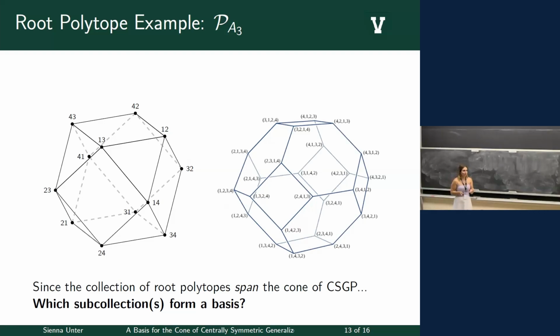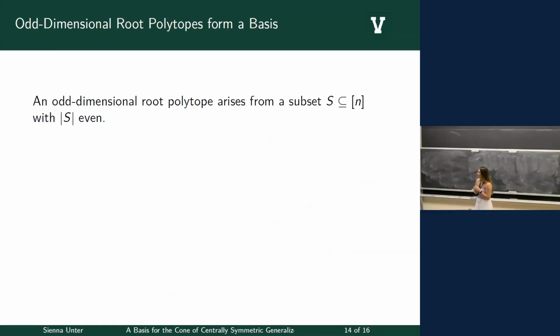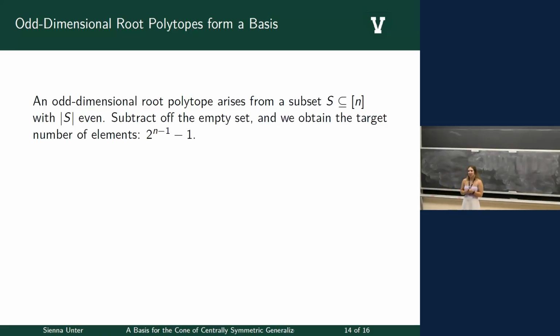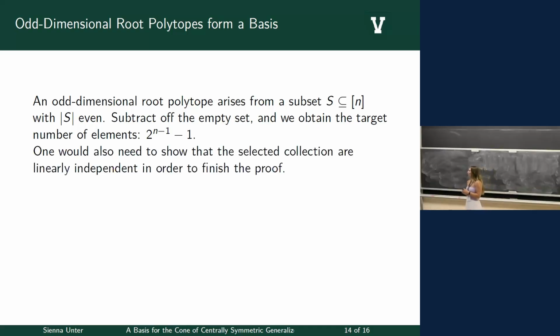So how can I form a basis from this collection that I have? We made an observation that the odd-dimensional root polytopes for a given dimension n arise from exactly these even subsets of our ground set. You get cut down by one dimension when you take the convex hull of all of these appropriate vertices. And famously, there are 2 to the n minus 1 even subsets of a set of n elements. Then we ignore the empty set because it doesn't produce a polytope that's useful. So in total, we have 2 to the n minus 1, which is exactly the dimension of the cone that we're working in.